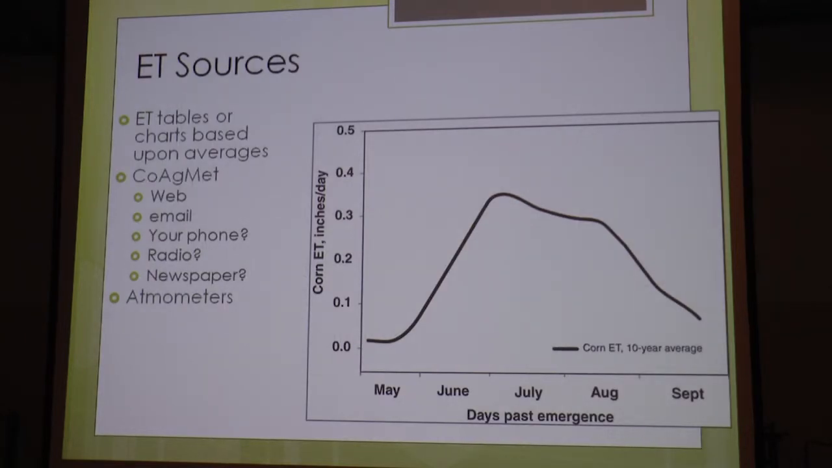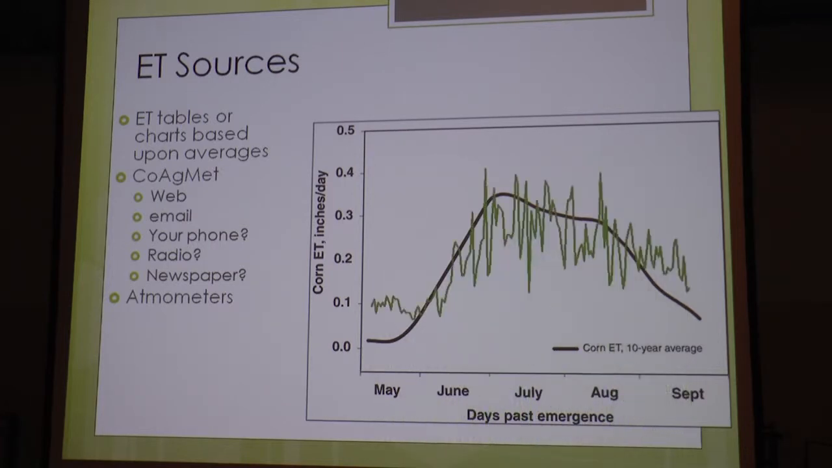Finally, where can you find evapotranspiration? You can get it from ET tables or charts based upon averages, and I'm showing an average corn ET there. But if you click once, weather's never average in Colorado, right? And that is a realistic ET chart of a growing season. That's actual ET data from one of our weather stations. These are available on the web.